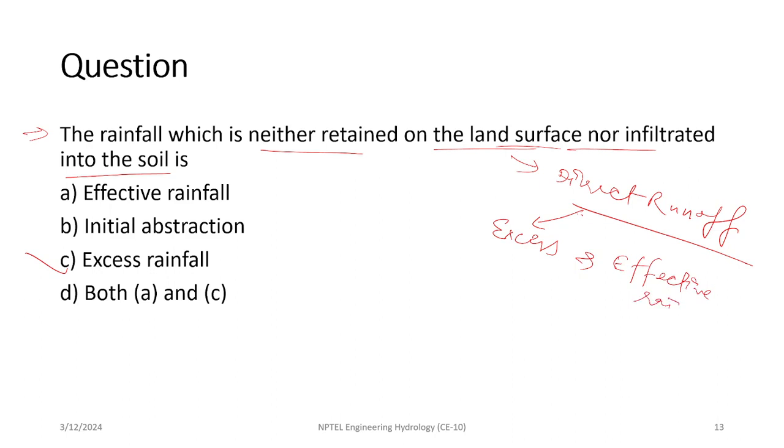Right? Am I right? Okay. Effective rainfall is nothing but total rainfall minus what? Losses. Am I right? Okay. Should I move ahead now?